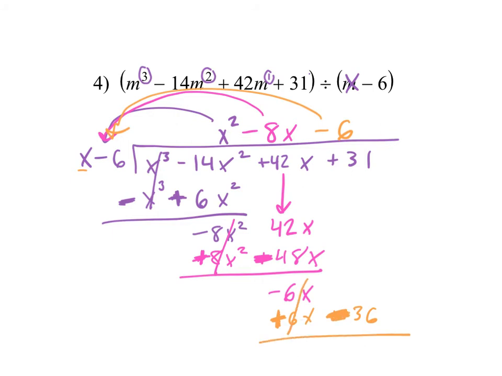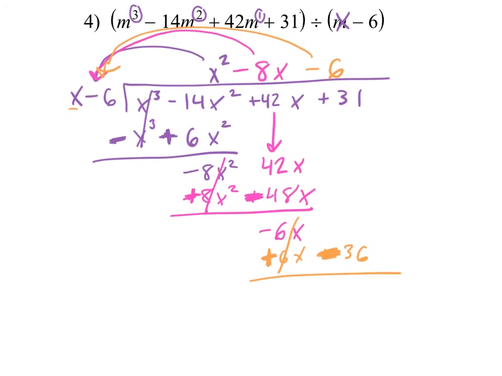What do we combine with that negative 36? The 31. So what's 31 minus 36? Negative 5. What do we do with that negative 5? That's our remainder. So our remainder is negative 5. This is our answer.